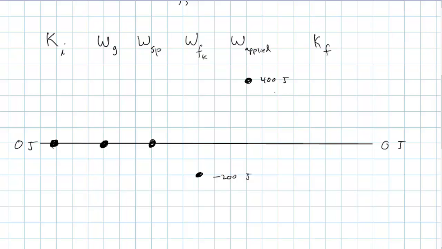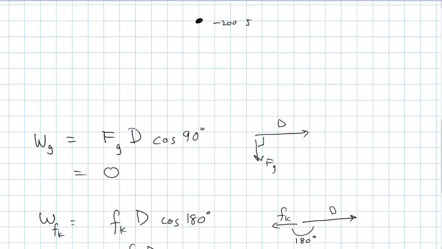And we add them all up. We started with 0 kinetic energy. We did 400 joules of positive work, increasing the energy by 400 joules. We did 200 joules of negative work, decreasing the energy by 200 joules. So we ended up with plus 200 joules over where we started.